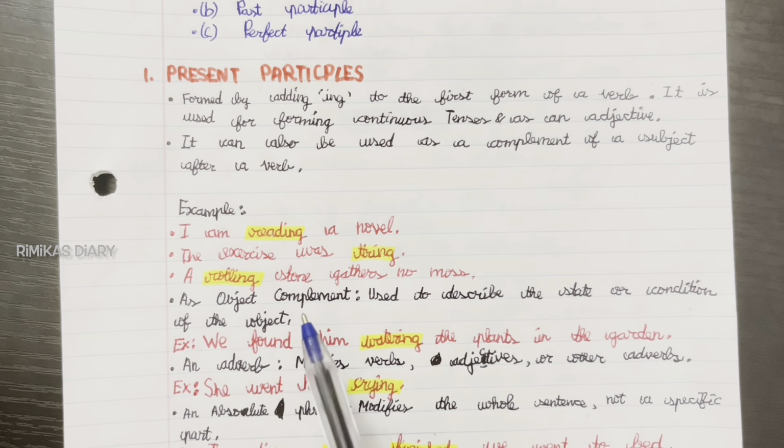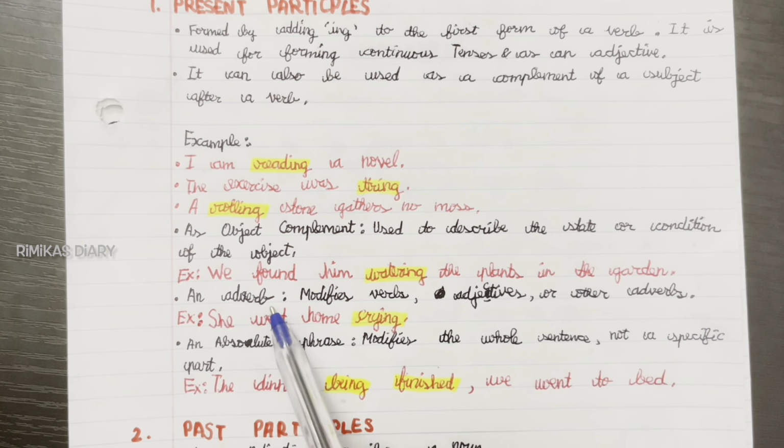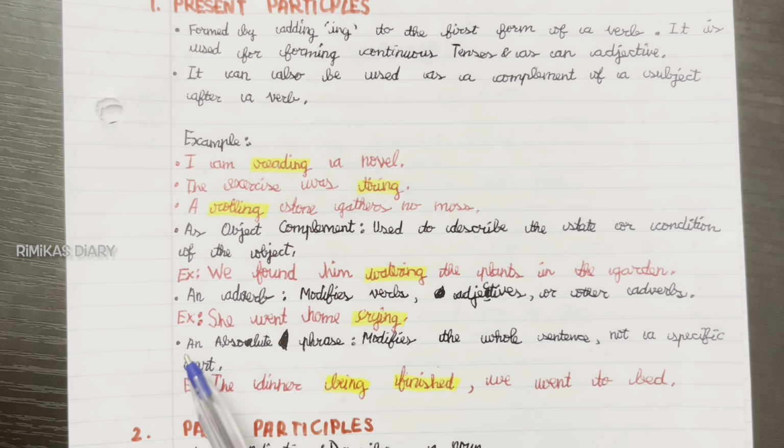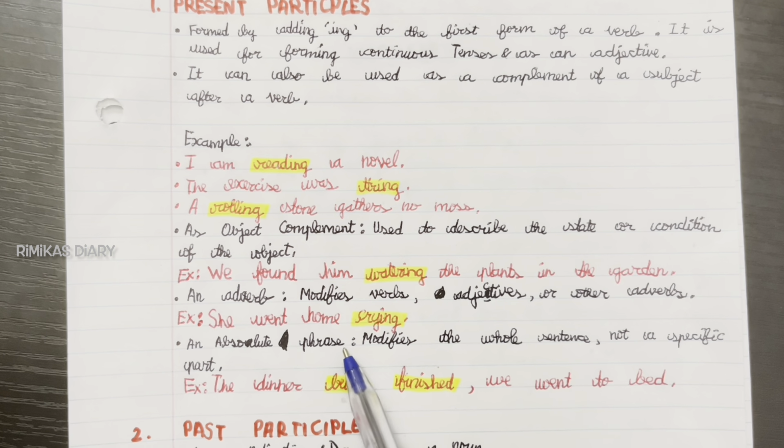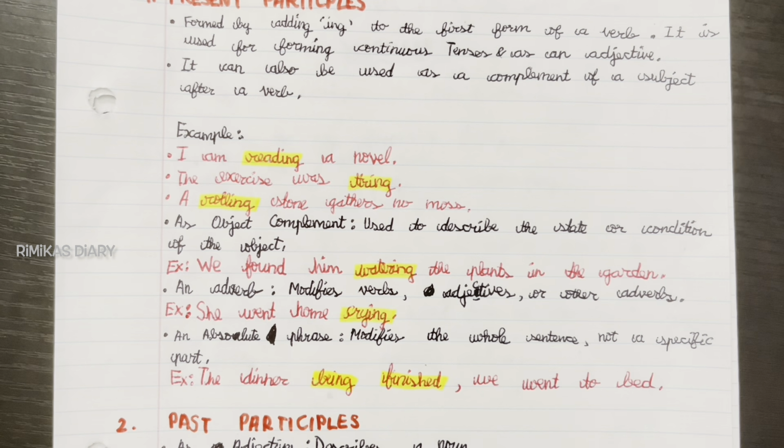Next, as object complement, used to describe the state or condition of the object. We found him watering the plants in the garden. Next, as an adverb, it modifies verbs, adjectives, or other adverbs. Example, she went home crying. Next, an absolute phrase. It modifies the whole sentence, not a specific part. Example, the dinner being finished, we went to bed.